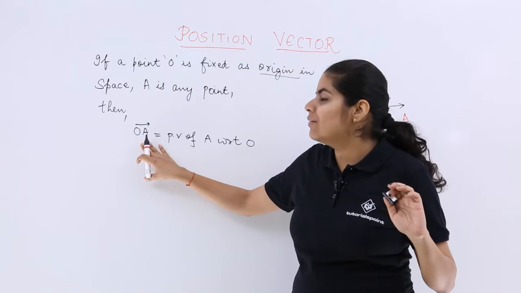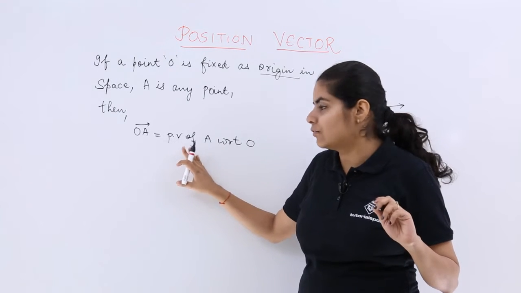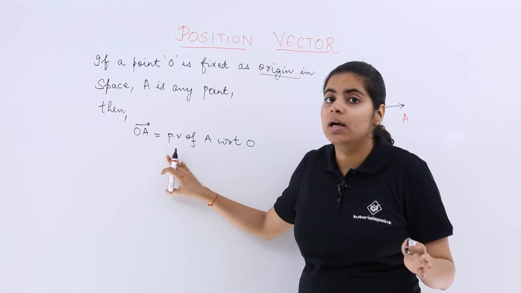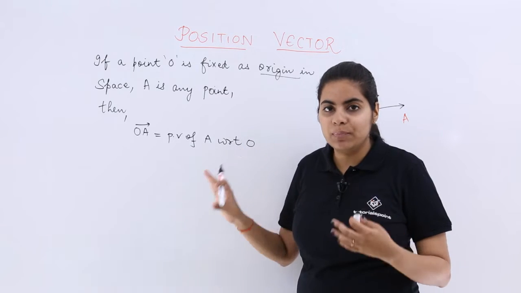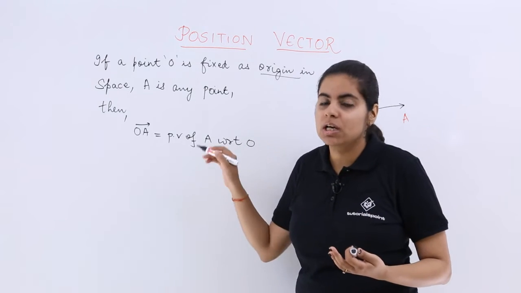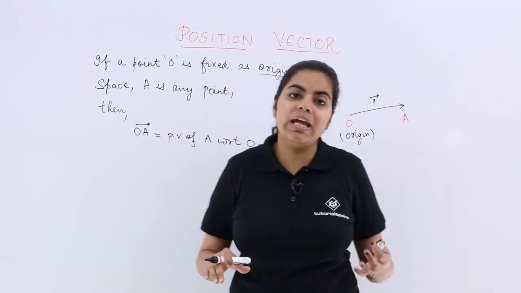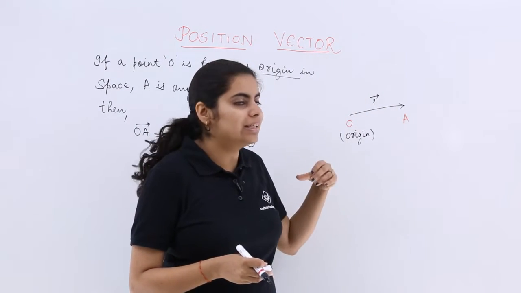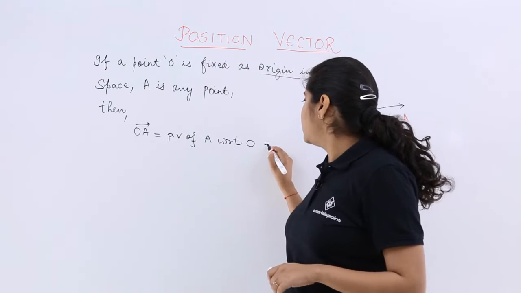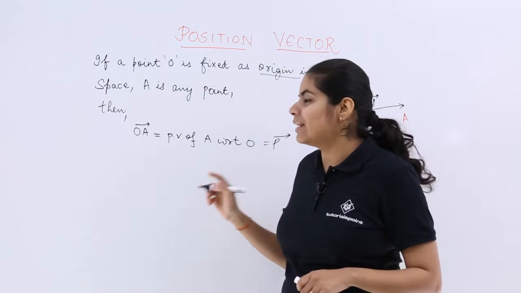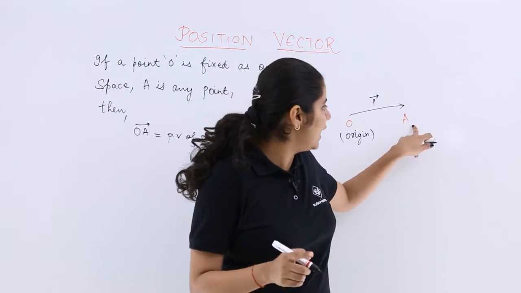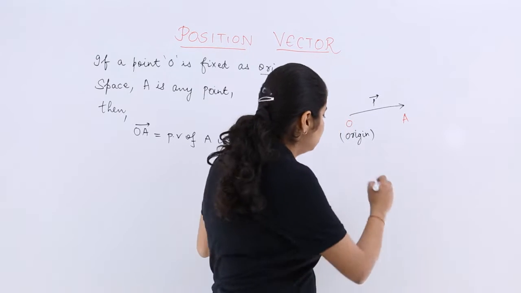Then OA vector is equal to position vector, which is in short PV. It is not a standard abbreviated form, I have used it just for the sake of easiness. So OA vector is equal to position vector of A with respect to O. So OA vector is equal to what? It is nothing but equal to P vector, and it is read as the position vector of A with respect to O.